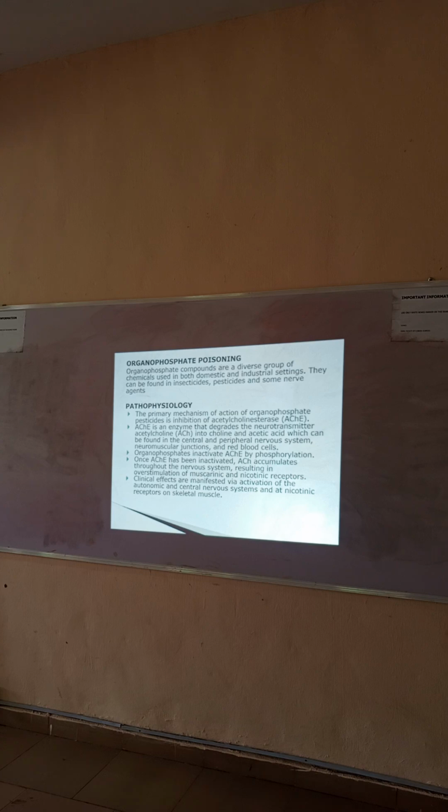They are a diverse group of chemicals used in both domestic and industrial settings. They can be found in insecticides, pesticides, and some nerve agents. The pathophysiology behind this is that when organophosphates enter the body, they bind to acetylcholinesterase. Acetylcholinesterase is to break down acetylcholine.